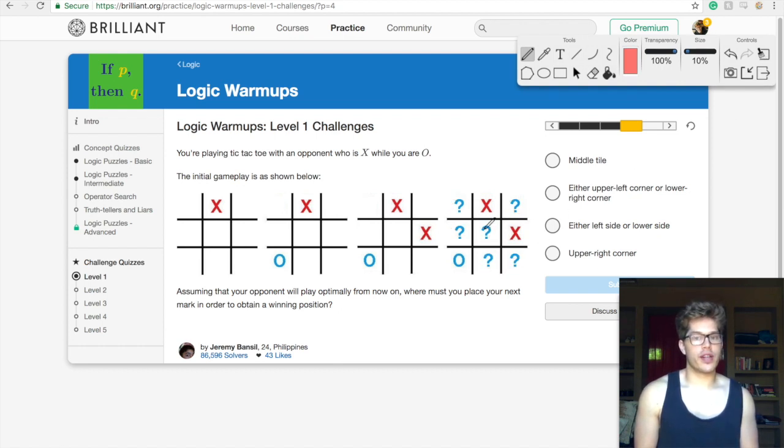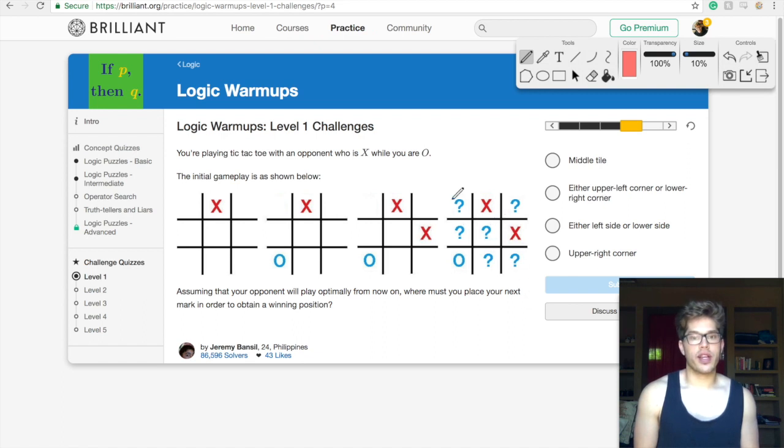What if I play in the center next? Well, then they must play here to block. And then, where could I play? I could play in this corner to block O, but then they would win. So that's not good for me. Okay, so it's not the middle.